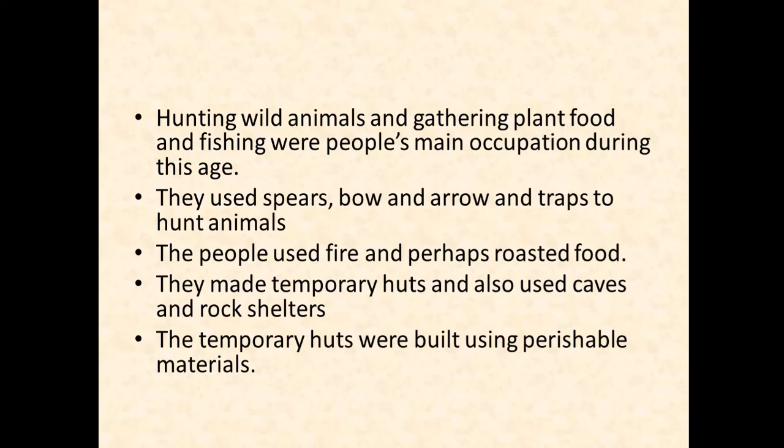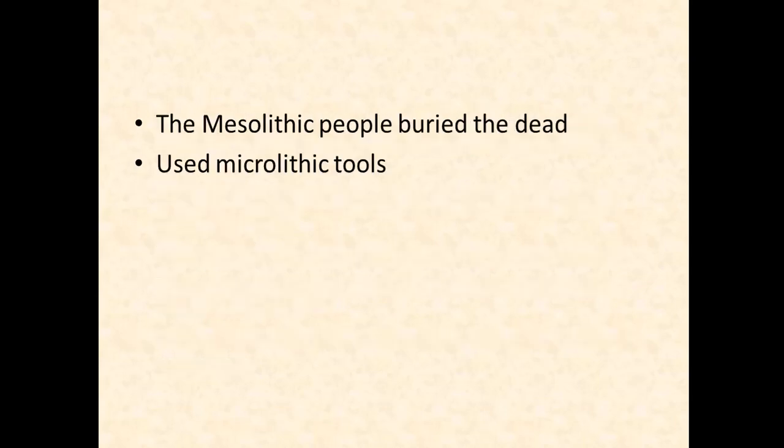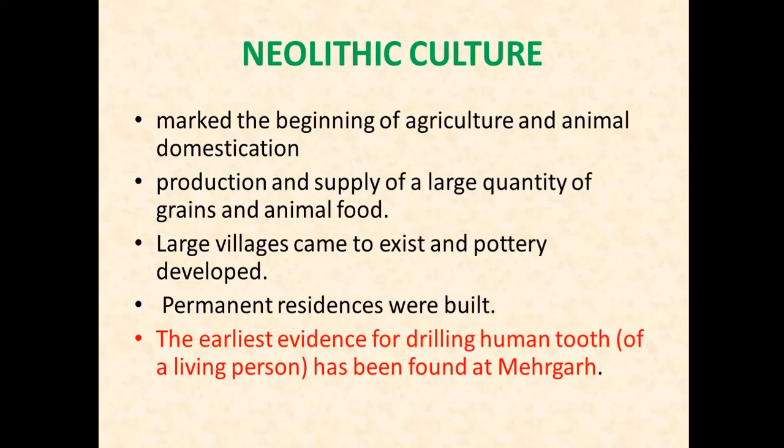They used spears, bow and arrow, and traps to hunt animals. The people used fire and perhaps roasted food also. They made temporary huts and used caves and rock shelters. The temporary huts were built using perishable materials. The Mesolithic people buried their dead bodies and used microlithic tools, that is small tools.